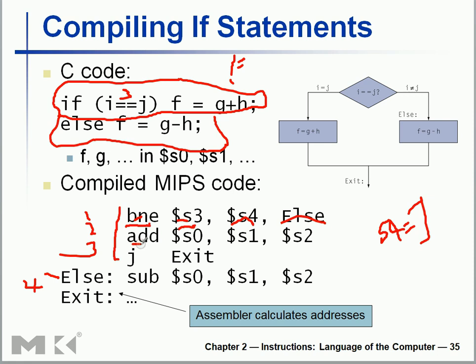It will add. Add what? S0 and S1. S0 is F, S1 is G. As you can see over here, it's clear. And then you can add, oops, it's not clear. Well, you have to add S1 and S2, because S1 is G and H is S2, right? And then store the result in S0, which is F. Now it's clear. And then go to exit, because this is an if and else.